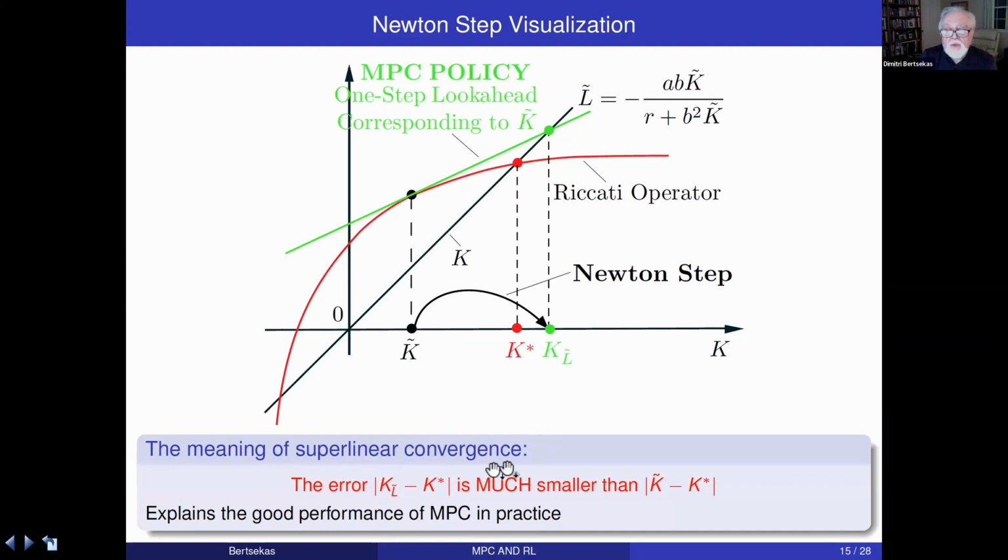Now, the meaning of superlinear convergence here is that the performance error, the error of the MPC policy to the optimal cost, is much smaller than the approximation error. And in fact, the ratio between these two goes to zero as K tilde approaches K star. To me, this explains the consistently good performance of MPC in practice. I think this is what makes MPC work.